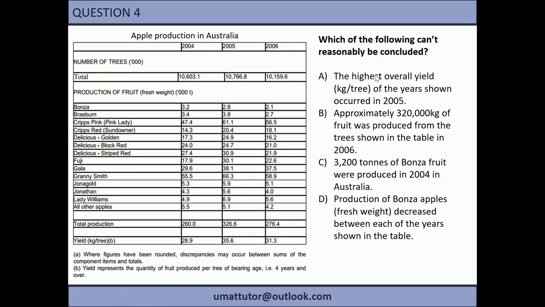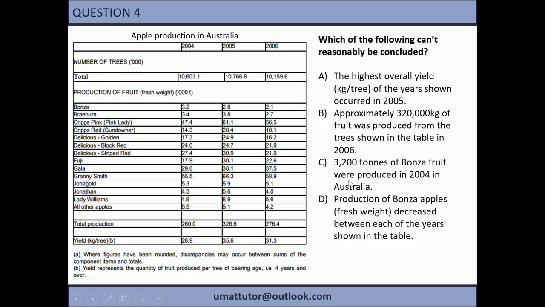Option B, approximately 320,000 kilograms of fruit was produced from the trees shown in the table in 2006. So, where do we need to look to find out if this is accurate? Well, the line that shows the total production in terms of fresh weight is this one here. And we can see that this option is saying that approximately 320,000 kilograms are produced in 06. As we can see here though, going down 06, that seems to be pretty inaccurate because we've only got 276 there. So at this stage, that's probably the correct answer because it's the one which is incorrect based on the question. Okay, we'll keep going.